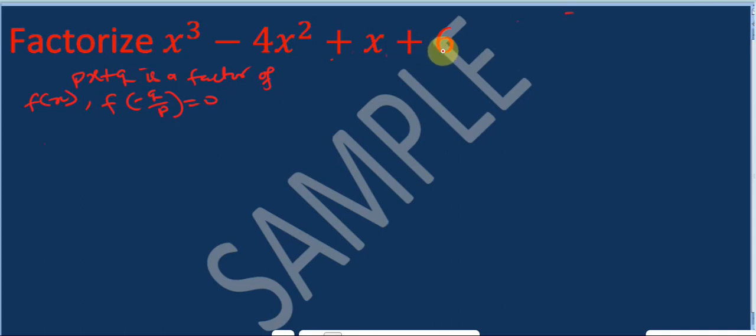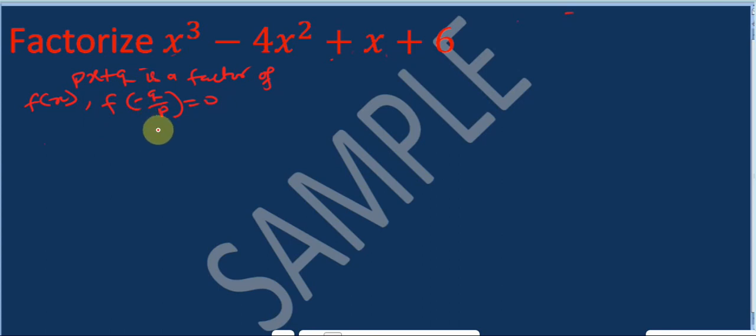6 is divisible by 2 and 3. So I'm going to go with 2 and 3, because this is plus 6. I'm going to use x minus 2 and x minus 3. Remember that this is a cubic function. It's supposed to have 3 factors. Now, I'm going to use either plus 1 or minus 1 as the third factor, because unlike a quadratic expression or quadratic equation, where you have 2 factors, in a cubic function you're supposed to have 3 factors.